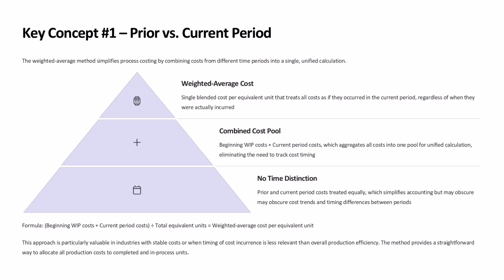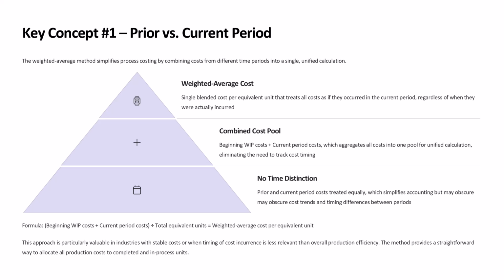The formula captures this blending perfectly: beginning WIP costs plus current period costs, divided by total equivalent units, equals weighted average cost per equivalent unit. Picture a textile mill where partially completed fabric rolls have their prior period costs combined with current period production, smoothing out cost fluctuations between periods.